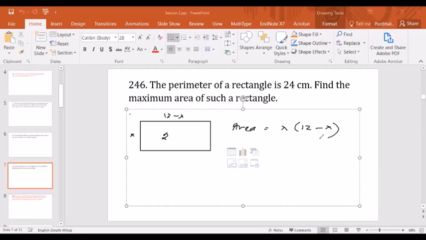Okay. Now here, those of you will recognize that this is a parabola. This is 12x minus x squared. It's a parabola.